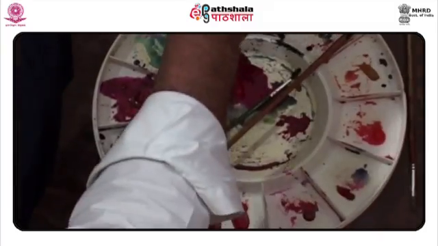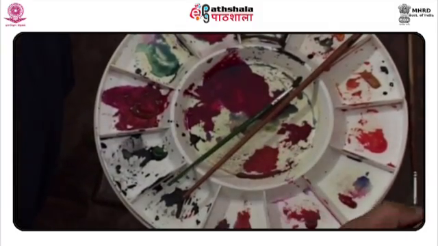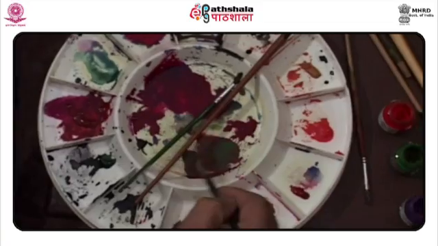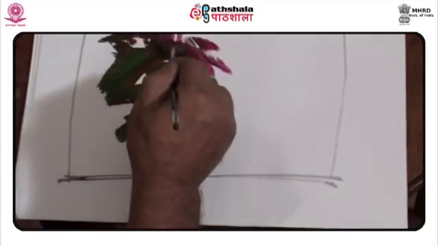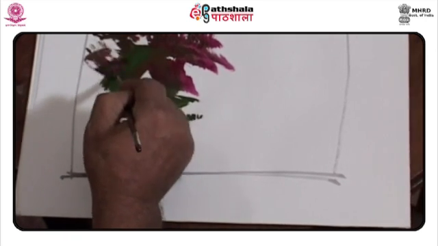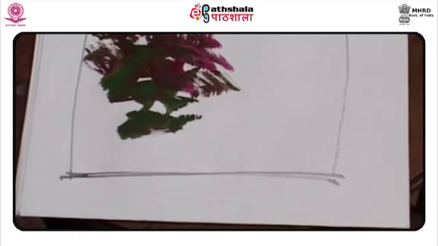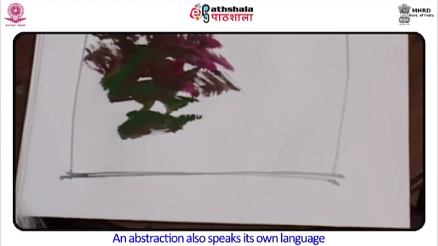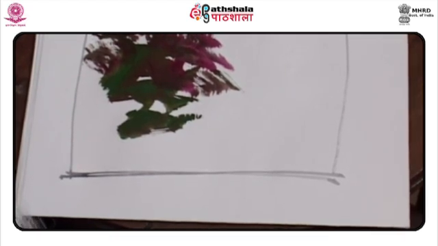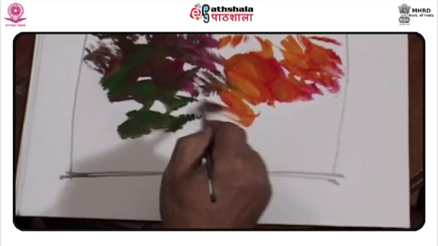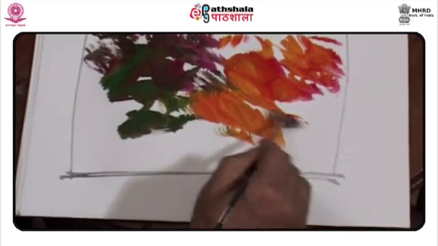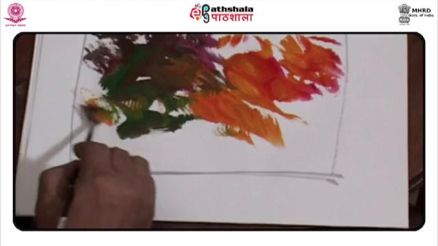Now an experiment with the warm colors, the tones of red, yellow and orange, in contrast to the coolness of green. An abstraction also speaks its own language and leaves it to the viewer what he wants to imagine and see through the chaotic strokes.